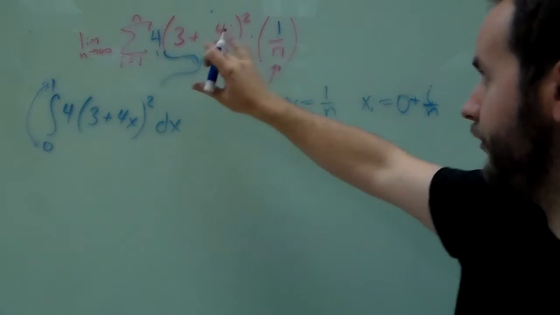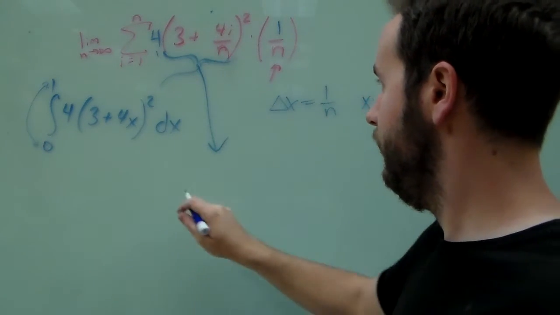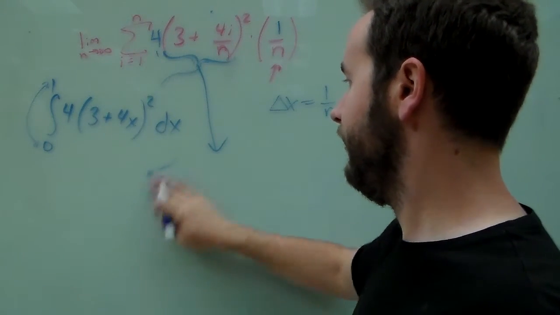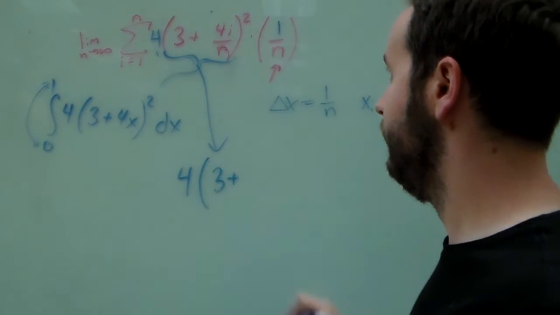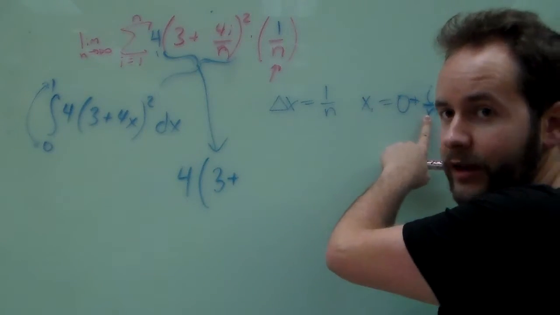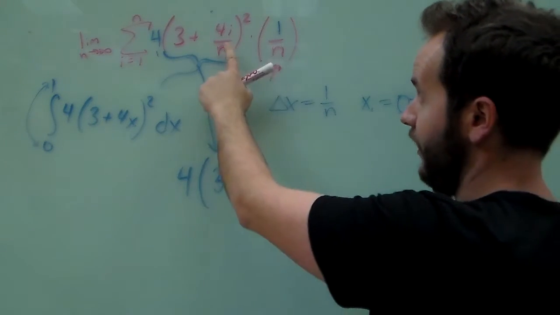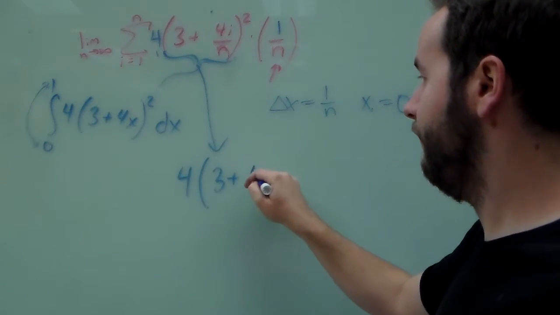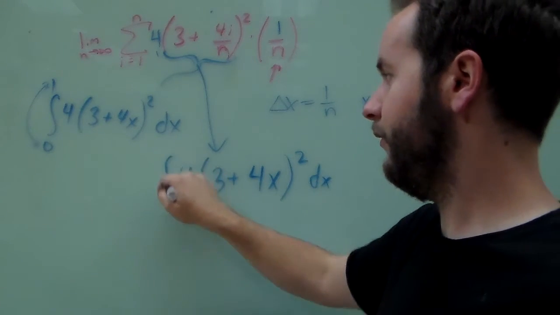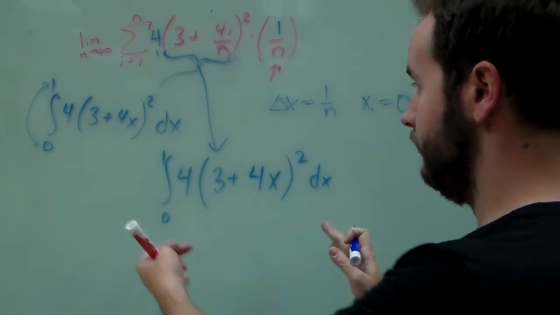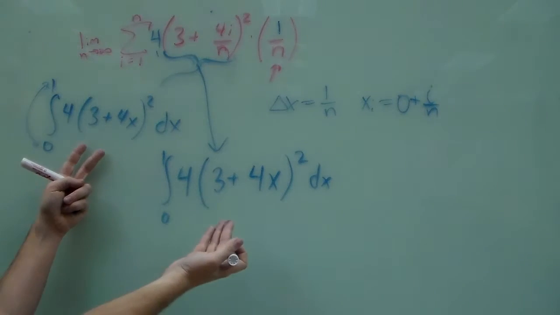Now, we're going to convert this summation, well, we're not going to say sum, we're going to say 4 times 3 plus, since i over n is equal to x, we're going to replace i over n by x, giving us 4x squared dx, and we're integrating this from 0 to 1. Hey, do we have a match here? We do. We've got a match.